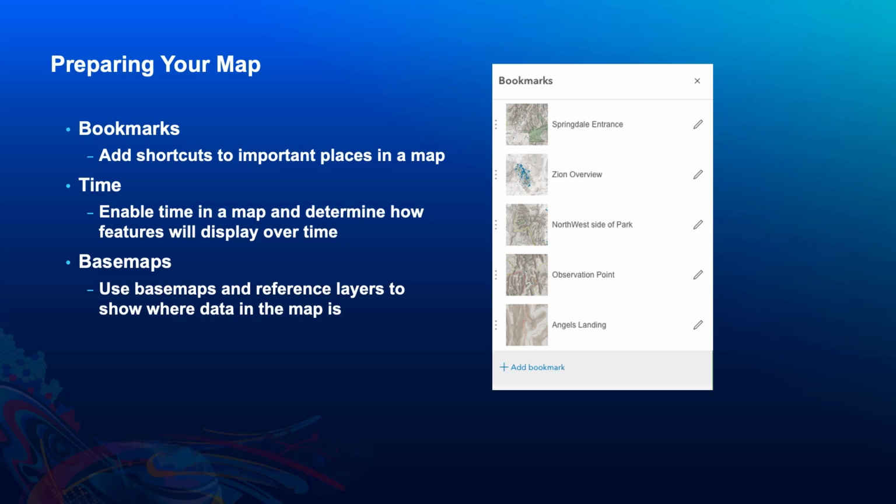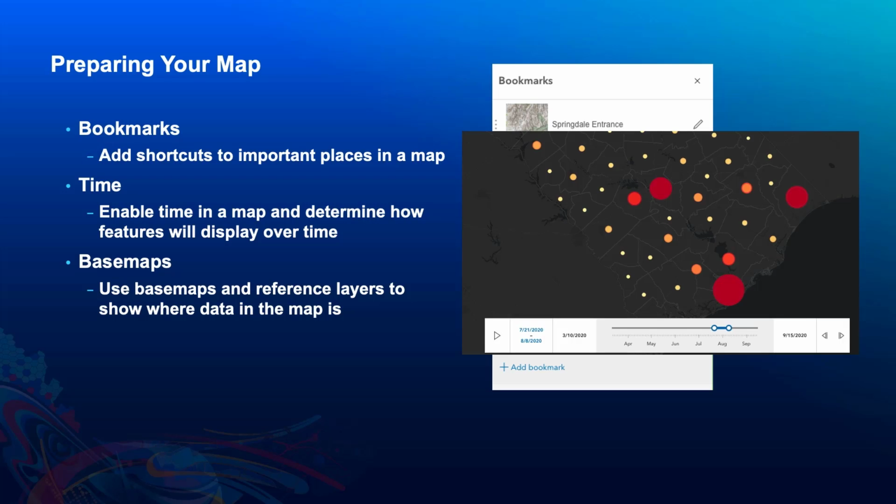If a layer in a map includes time data, a map can be configured to display data in a map using time intervals. This allows for the map to highlight features that occur at a specific time. Time can be configured to display features in time intervals or by progressively displaying all the features over time.